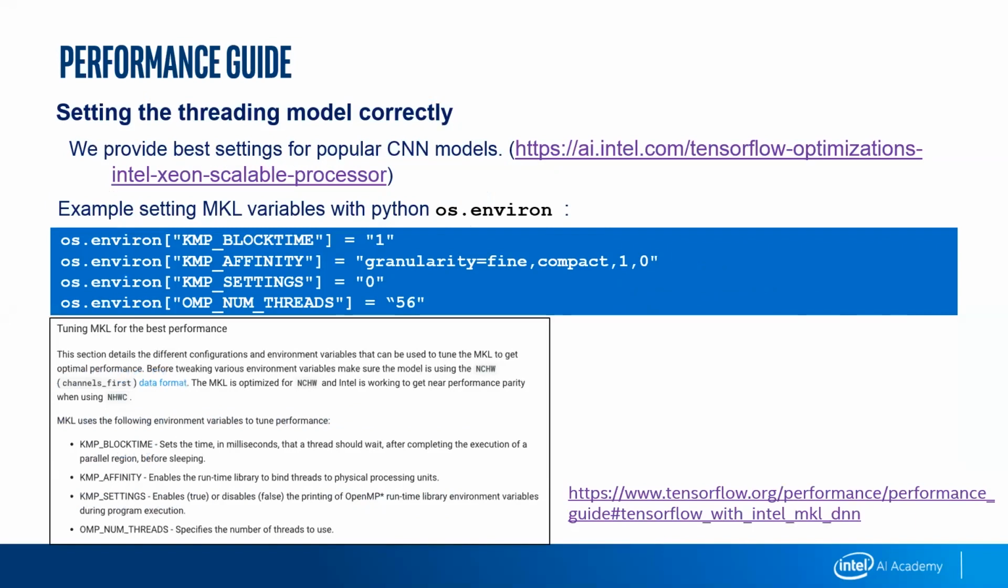So here we go in our performance guide. This is what we give for popular topologies. We set KMP block time equal to 1. If you are very familiar with Python, you can use the OS Python module to set these variables so that they are globally available for the particular Python session, and then take advantage of that as well. You can look at this TensorFlow guide for more additional details.